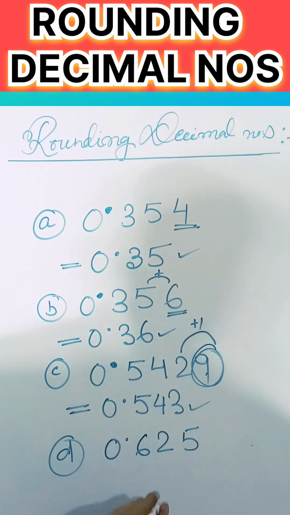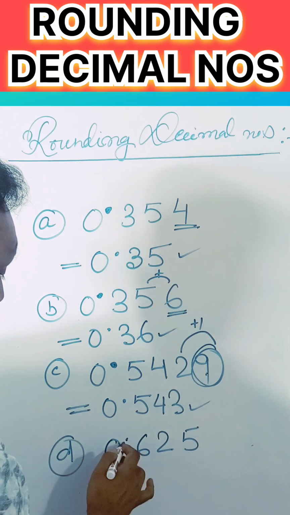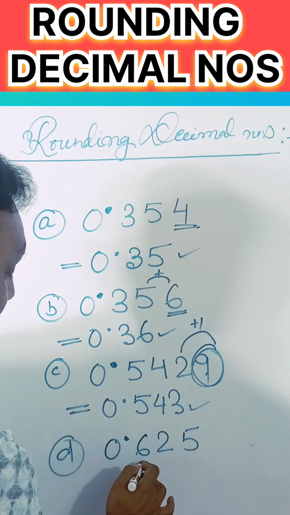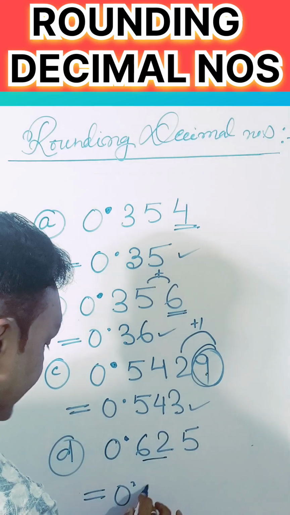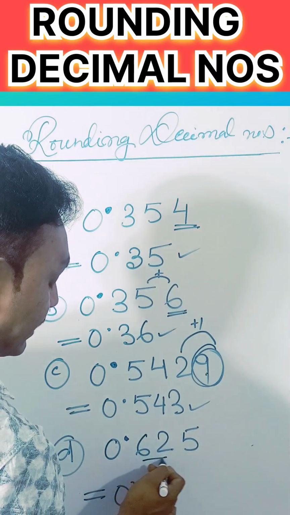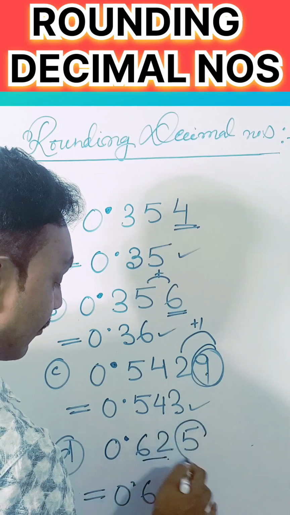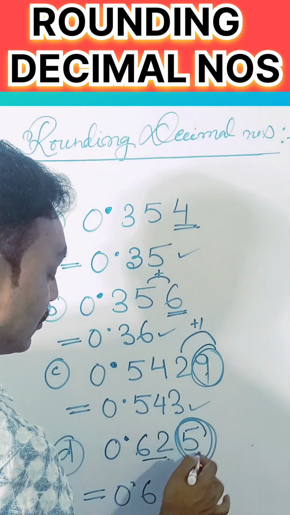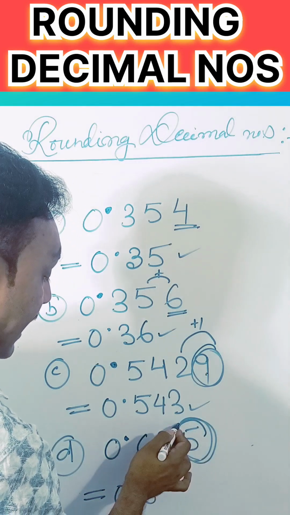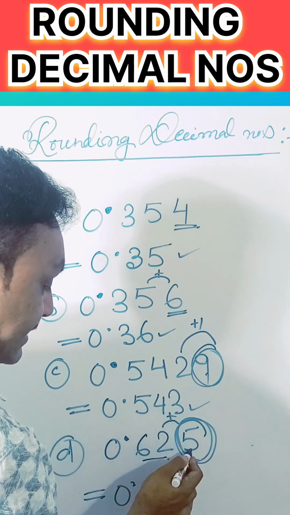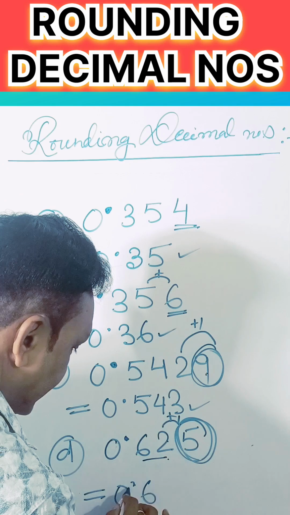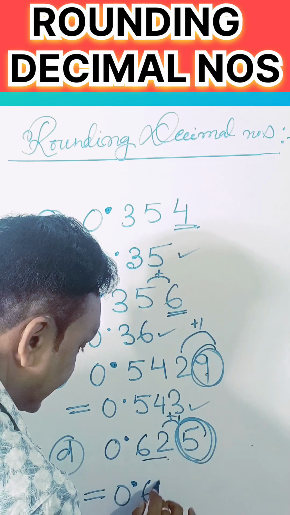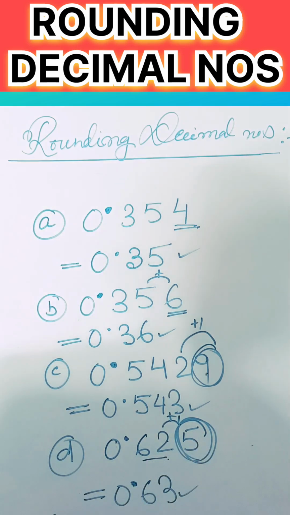Now check the last one. Suppose here also I want to keep two digits after the decimal. So how can we write 0.6? If we're going to keep two digits, then you have to check the third one. If it is equal to or more than 5, then you have to add 1 here. Since it is equal to 5, add 1 here. So it will be 0.63. In that way you can round decimal numbers.